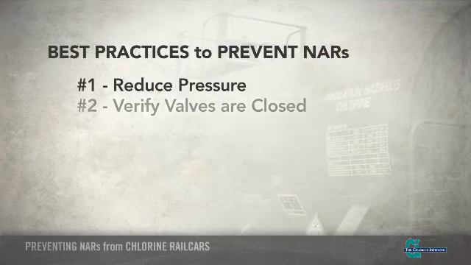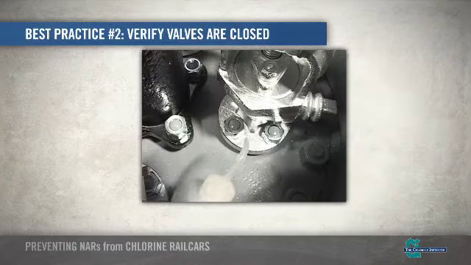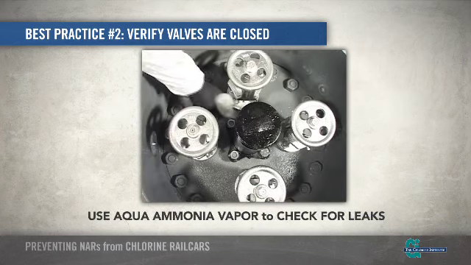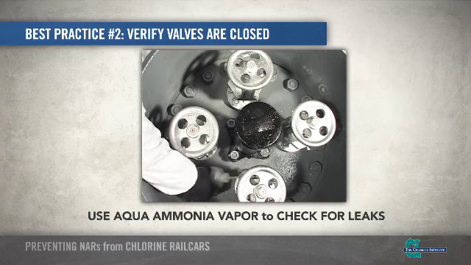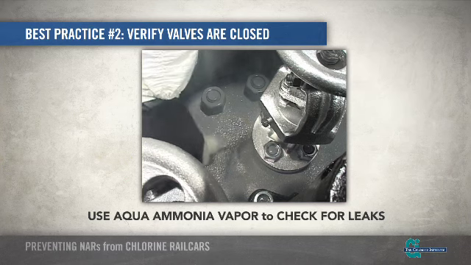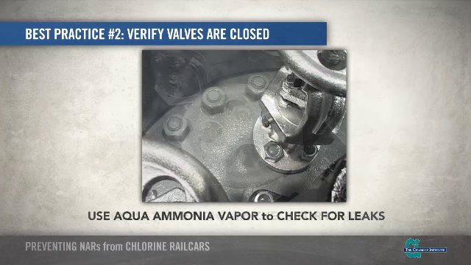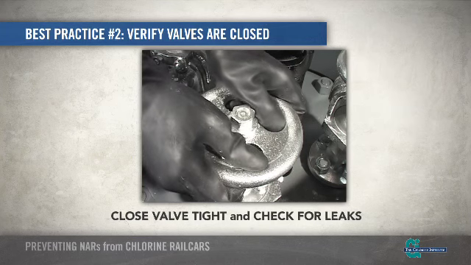Best practice number 2. After valves are closed and the car is disconnected from the unloading system, verify that the valves are completely closed. An aqua ammonia leak check is the best way to check for chlorine leaks. Leave the plug out of the valve and allow the residual chlorine vapor to dissipate for a few minutes. When the area is clear of chlorine, introduce aqua ammonia solution fumes or a fog at the valve outlet. If fumes or fog turn into a white cloud, then chlorine is detected and the valve is not completely sealed. Close the valve tighter and recheck for leaks until no further leaks are detected.